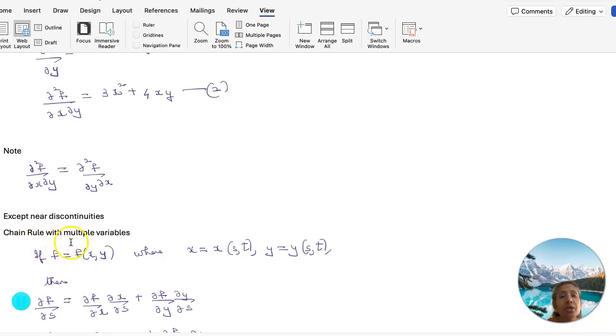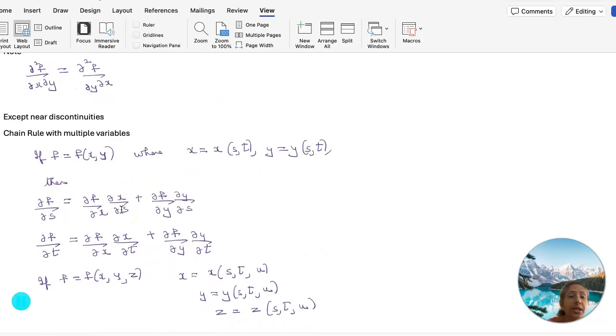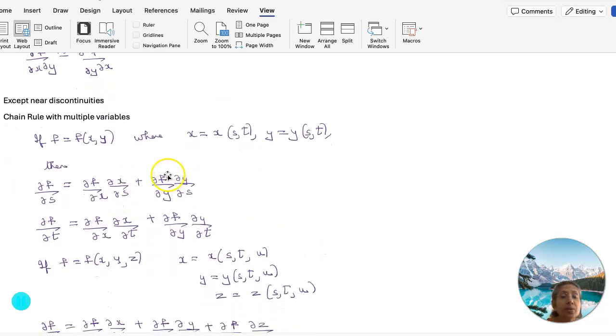Now we come to the chain rule with multiple variables. So if f is a function of x and y, and x is a function of s and t, y is also a function of s and t, then del f by del s will be del f by del x into del x by del s plus the partial derivative of f with respect to y into del y by del s. Likewise, the partial derivative of f with respect to t will be del f by del x into the partial derivative of x with respect to t plus del f by del y into del y by del t.